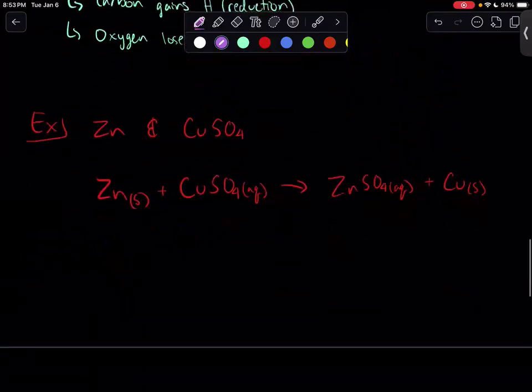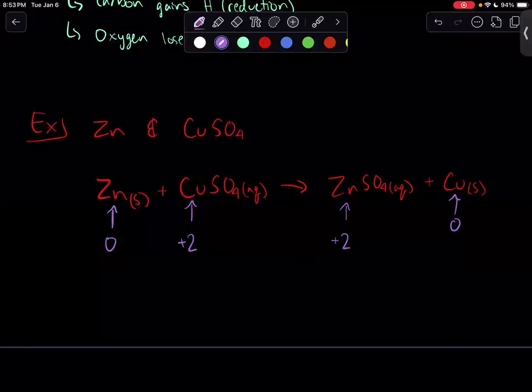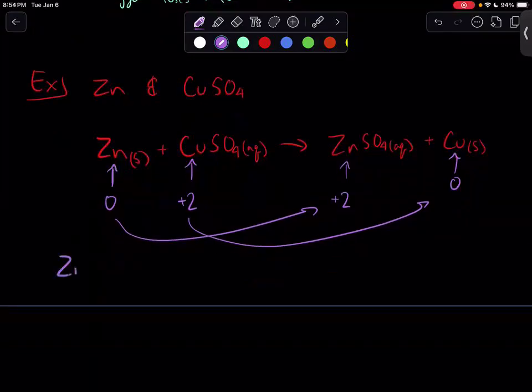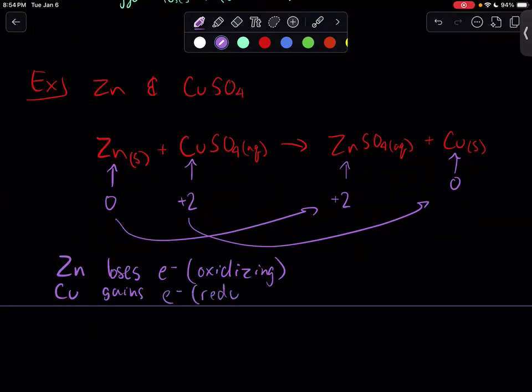When looking at oxidation states, once again, our elements are going to be 0. We know that sulfate has a 2- charge, therefore copper must be +2, and zinc also must be +2 when bonded to sulfate. So what we realize is zinc increases in oxidation state, copper decreases in oxidation state. What's happening is we're seeing a transfer of electrons. Zinc loses electrons. It is oxidizing. Copper gains electrons. It is reducing.